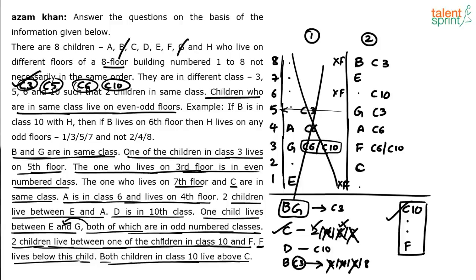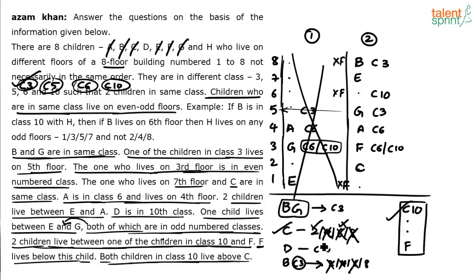B and G are done. You're able to follow, right? A is done. A is in class 6. C is done. Which class we don't know, but C is done. F is done. E is also done. D and H are left out, right?